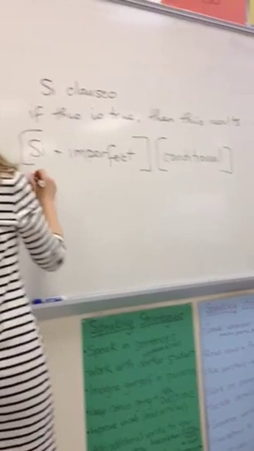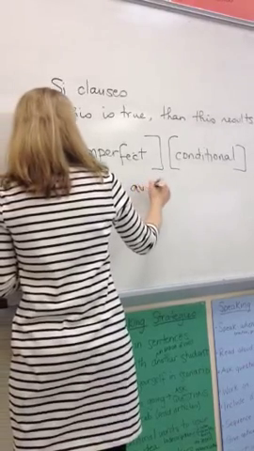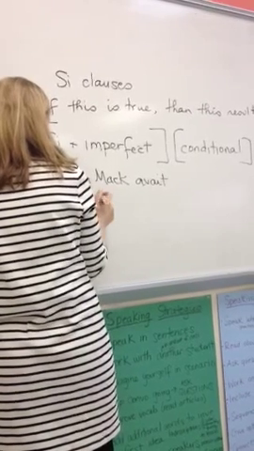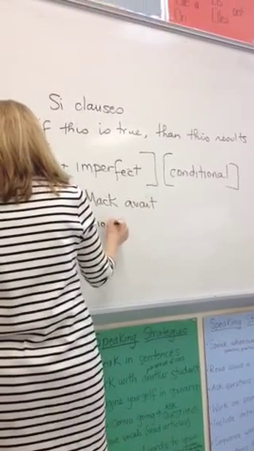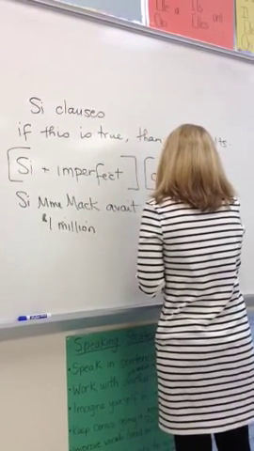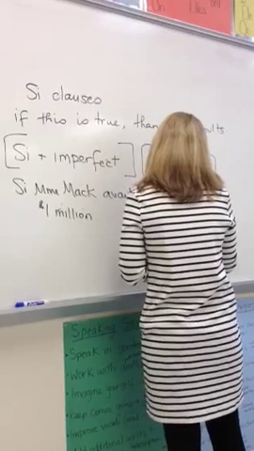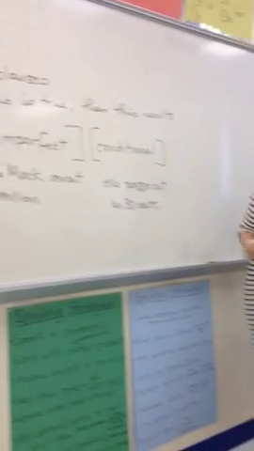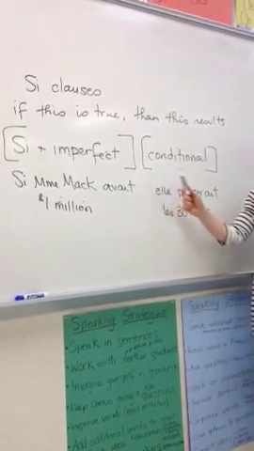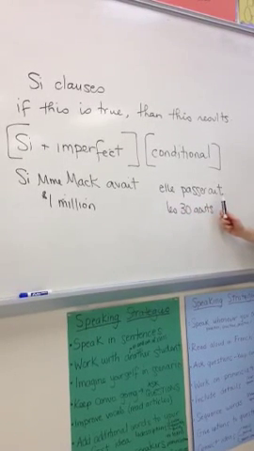So on the previous slide it said, "Si Madame Mac avait $1 million, elle passerait les 30 août," etc. So nous avons si and a verb in the imperfect tense, and then elle passerait, she would spend, a verb in the conditional.